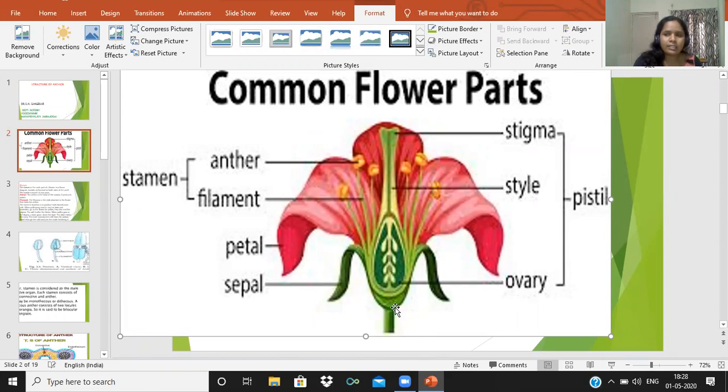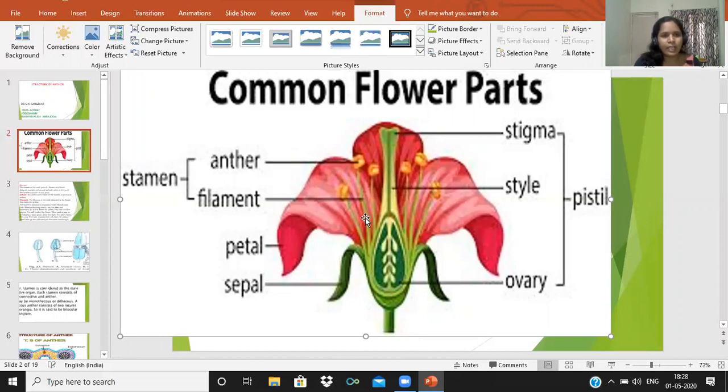The second part is the thalamus. This is the part above the pedicel, at the tip of the pedicel. It is the swelling region called the thalamus, and the remaining whole parts are called the floral whorls. These floral whorls are again of two types. Which two types? The first is the accessory whorls and the second is the essential whorls.